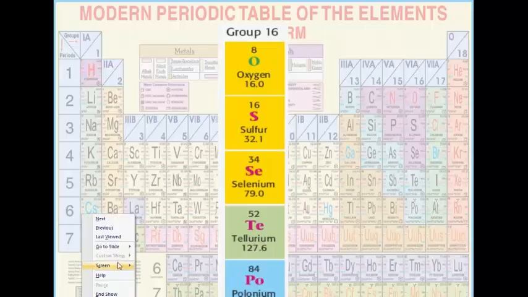Now let's understand some main properties of this group. Friends, now we know that the first point is it is the 16th group. Secondly, this group is also called chalcogens, as the name is generally considered to mean ore former, from the Greek word chalcos, which means ore. Gen means formation.